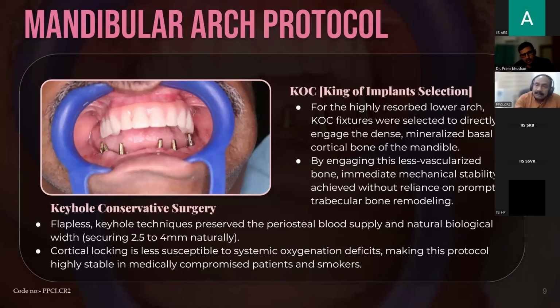See, I engaged the mandible. The mandible is a less vascularized cortical bone; I engaged it and did it in a keyhole conservative surgery. Flapless keyhole techniques preserve the periosteal blood supply and natural biological width. Also, it reduces RAP, the regional acceleratory phenomenon. Cortical locking is less susceptible to systemic oxidative defects, making this protocol highly stable in medically compromised patients and smokers.